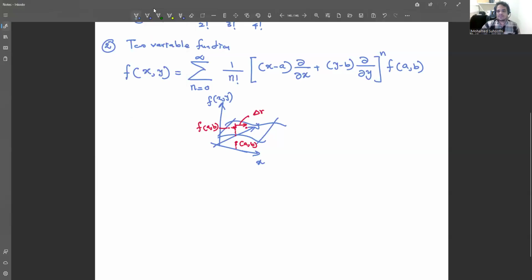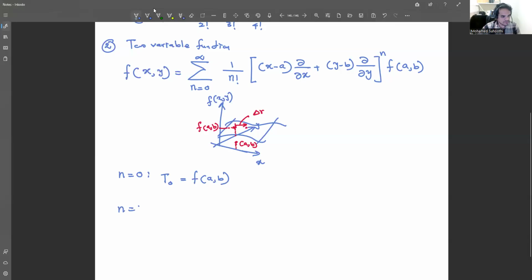Okay, so let me expand this term, for the first three terms. For example, n equals 0. What is the term for n equals 0? The initial term, T naught. For n equals 0, this will be 1 because 0 factorial is 1. Therefore this entire expression is gone, and only f of (a, b) remains. This is our initial point, the point you know here.